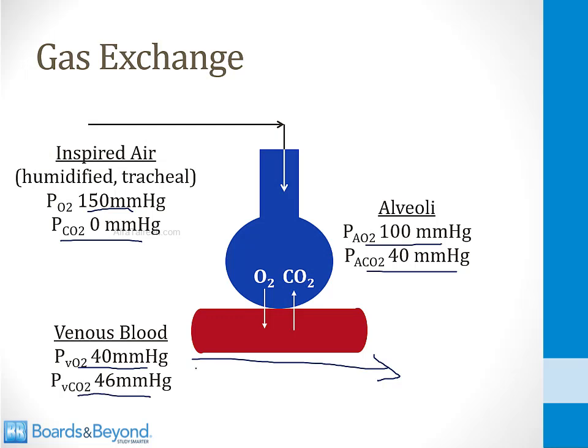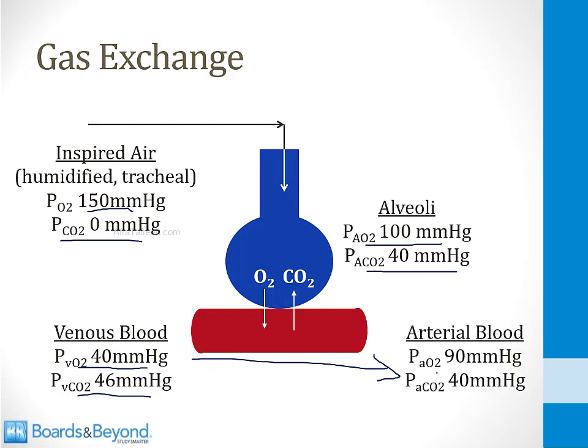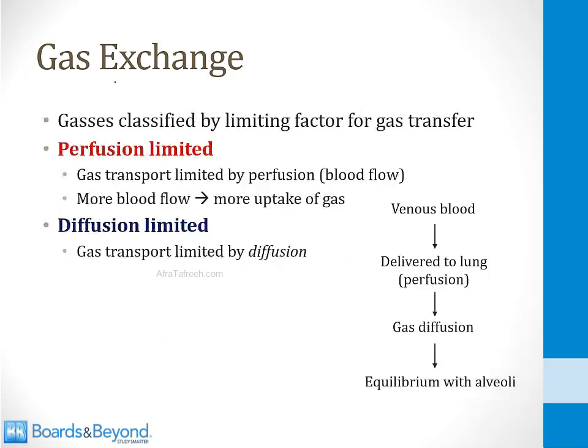And then the blood moves through the pulmonary capillary, exchanges gas with the alveoli, and when it leaves, a normal partial pressure in the artery for oxygen is about 90, and a normal partial pressure for carbon dioxide is about 40. And this difference of 90 in the arteries compared to 100 in the alveoli is called the AA gradient, and I talk about that in detail in the video on hypoxia. So now that we understand that, we can talk about how gases are exchanged between the alveoli and the bloodstream.